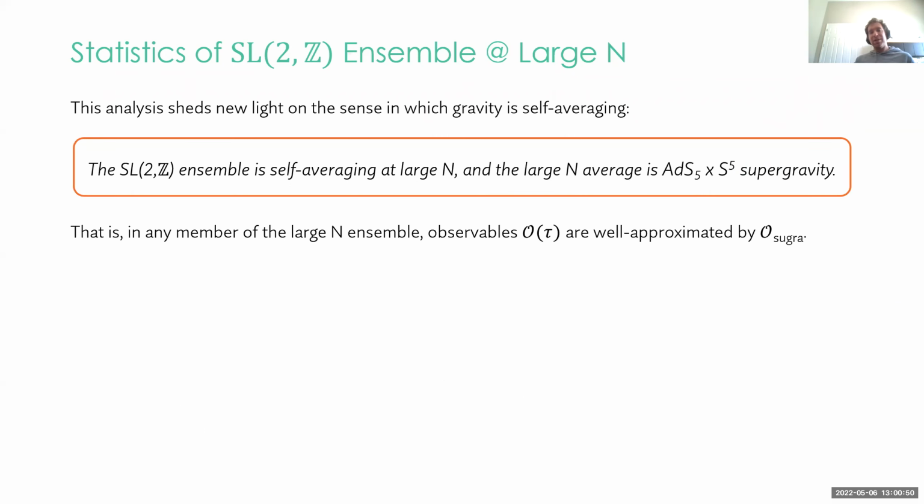And so now, returning to the conceptual point, this analysis sheds light on the sense in which we can say gravity is self-averaging. The SL2Z ensemble is self-averaging at large n because the variance is suppressed, and the large n average is supergravity. In other words, if you take any member of the ensemble at large n, these observables O of tau are well approximated by their average, up to 1 over n corrections. That's what self-averaging is taken to mean here.